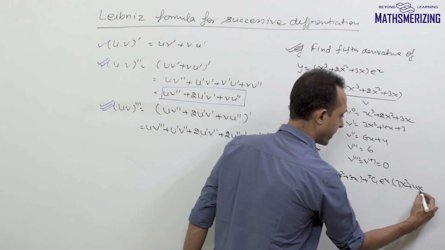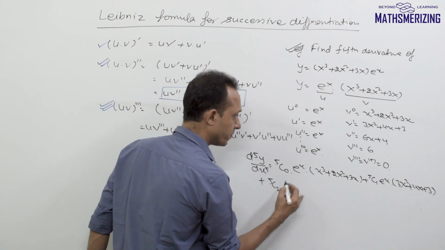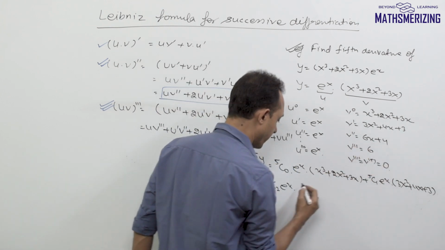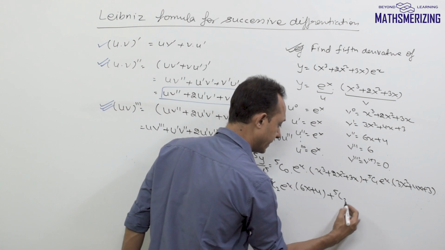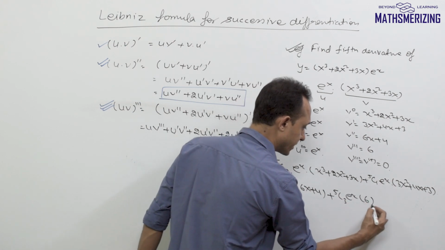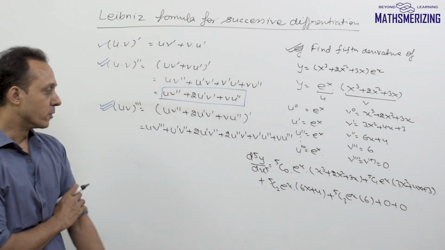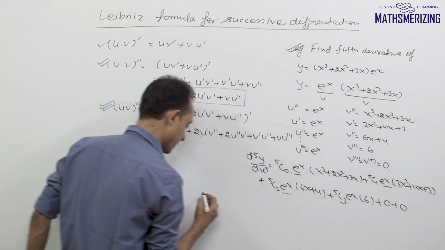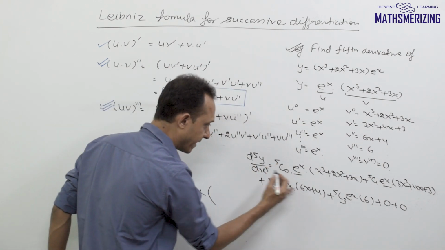3x square plus 4x plus 3, plus 5c2. Now third derivative again e to the power x, and here it will be 6x plus 4. Next one will be 5c3 e to the power x into 6, and remaining two terms will be simply 0. So what I'll do is I'll take this e to the power x common. So if I take this e to the power x common, I'll get 5c0, which is 1.